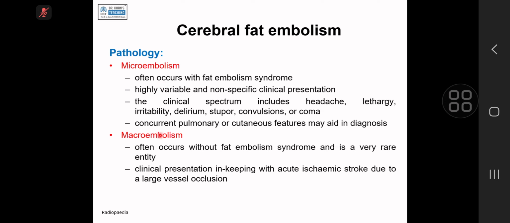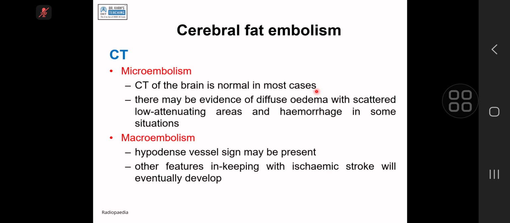Microembolism, macroembolism. In macroembolism, a large vessel is thrombosed and you will get findings of stroke. The clinical spectrum includes headache, lethargy, irritability, delirium, stupor, convulsion, coma. But the radiology is very interesting.